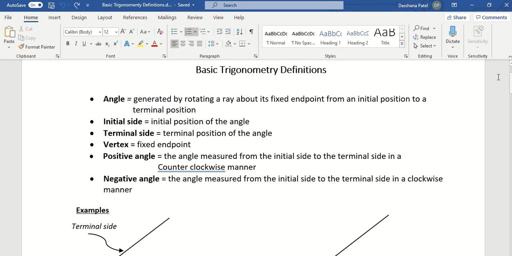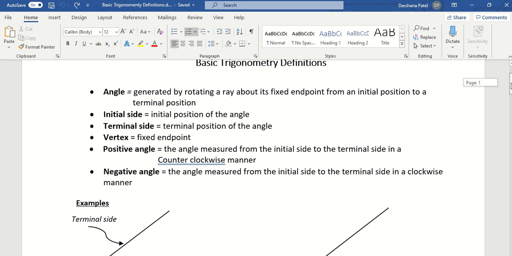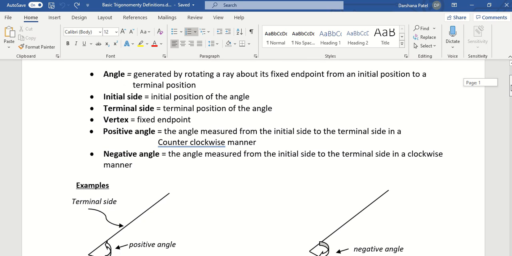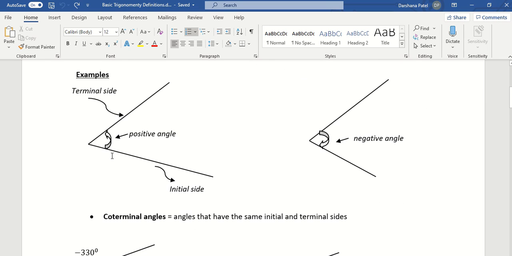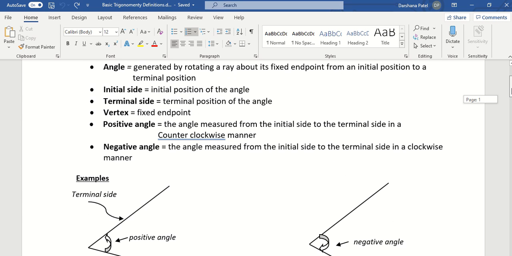Basic trigonometric definitions. An angle is generated by rotating a ray about its fixed endpoint from an initial position to a terminal position. So if we have this to be our initial side, this is my terminal side. If I rotate this endpoint from here to here, the measurement I get is the angle. The initial side is the initial position of the angle. The terminal side is the terminal position of the angle. The vertex is the fixed endpoint. So here the vertex will be right here.